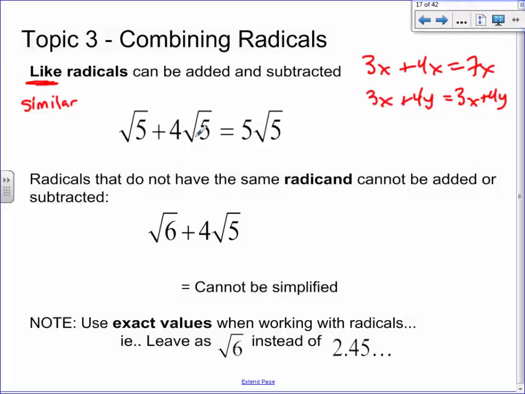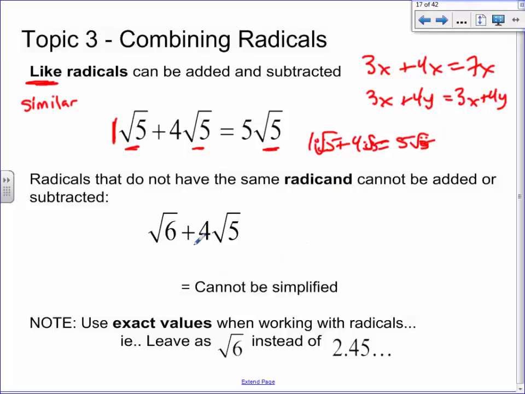So if you have a root 5 and 4 root 5s, the answer is 5 root 5s. It's because you have 1 of something, and then you have 4 more of the same something. 1 plus 4 means you have 5, but of the same something. I mean, really, the root 5 could be replaced by a smiley face. 1 smiley face plus 4 smiley faces is 5 smiley faces, right? Only rather than smiley face, these are all root 5s.